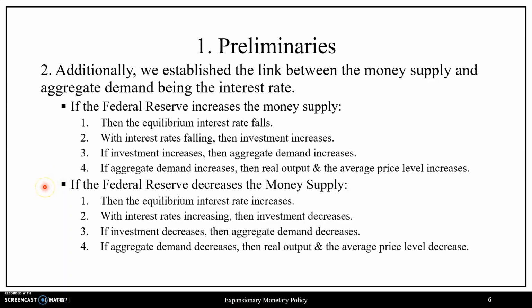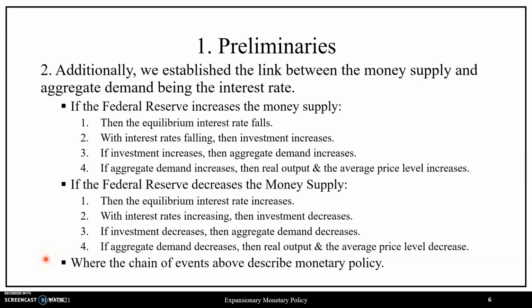Alternatively, if the Federal Reserve decides to decrease the money supply, this would have the effect of increasing the interest rate in equilibrium for the money market, and with an increase in the interest rate, this has the effect of decreasing investment. With a decrease in investment, aggregate demand decreases, and if aggregate demand decreases, then real output and the average price level decline in the aggregate product market.